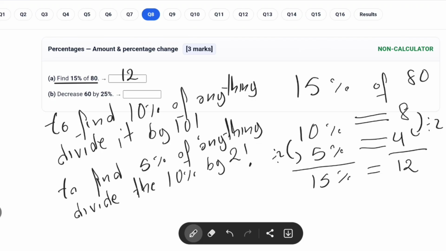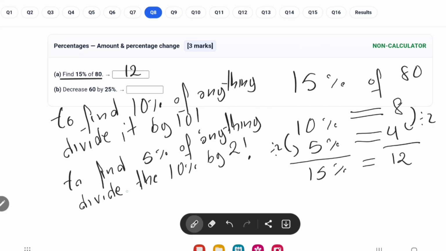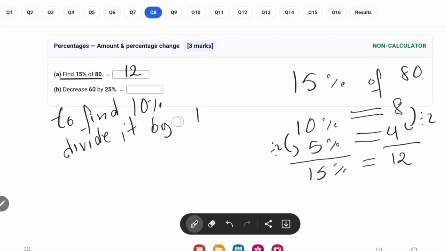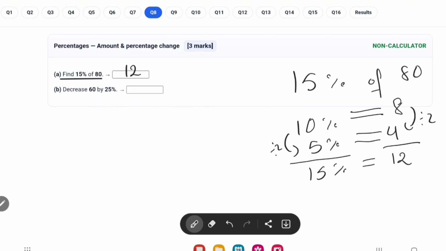Now, to do part B, we need to decrease 60 by 25%. So the first thing that we're going to need to do is find 25% of 60. You think that you can do it with the tips I give you already? Let's see if you can manage to do it before me.